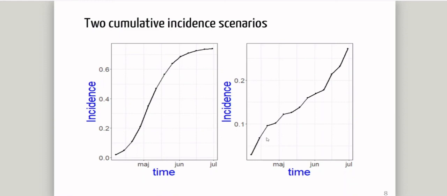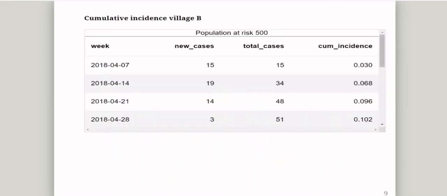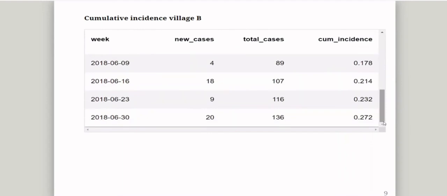So this might be a normal incidence of lameness in the cows, and this one might be an outbreak situation where we have to do something because the cases are arising quite quickly. So we have the cumulative table of the second village or the second farm, where we also have 500 cows at risk. And if we look at the final study period, we have only 0.27, which was much lower compared to the previous village. So it's important to have this information in a table too.